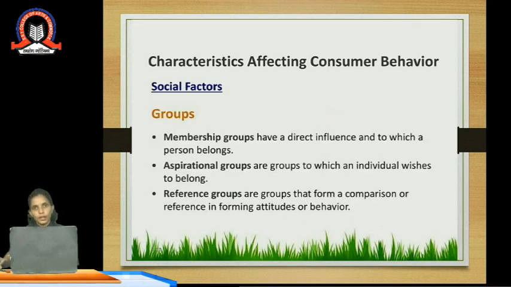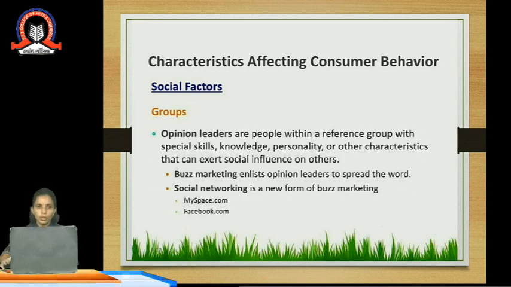Next come social factors. In the social factors, the first one is group. Now, what is a group? Group means membership that has a direct influence on the life of the person to which a person belongs. In that, aspirational groups are also involved, to which an individual wishes to belong. And next comes the reference group. Reference groups are groups that form a comparison or reference in forming attitudes or behavior of the consumer.